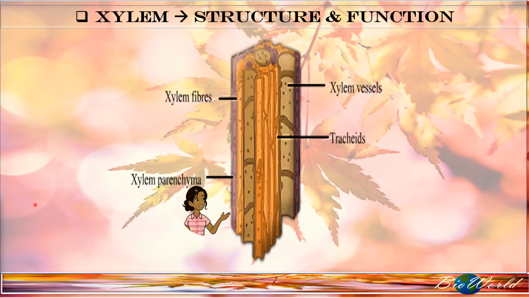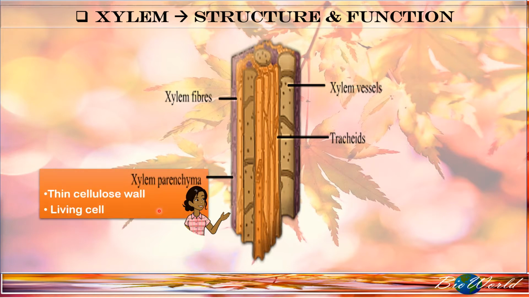Xylem tissues are made up of 4 different cells: the xylem parenchyma, the xylem fibers, the xylem vessels, and the tracheids. Xylem parenchyma are just like the parenchyma of ground tissue. It has a thin cell wall made of cellulose. It has nucleus, cytoplasm, and vacuole. So xylem parenchyma are living cells that carry out metabolic processes.